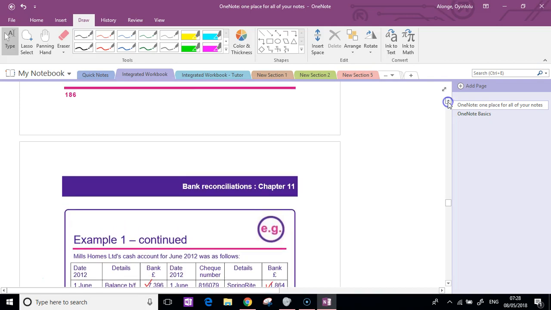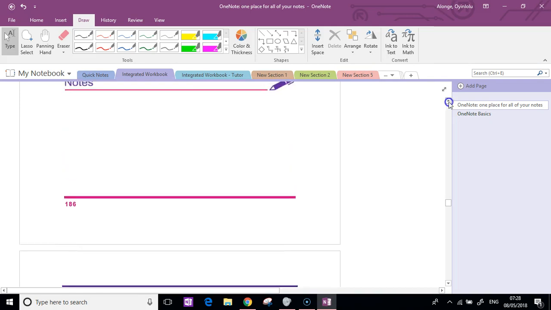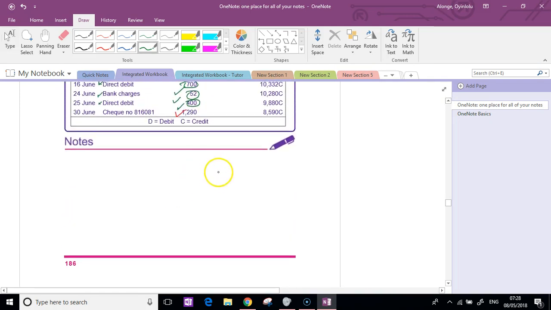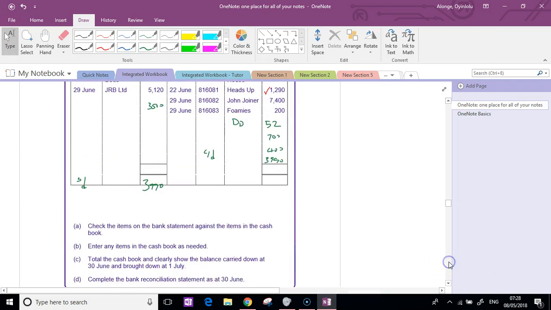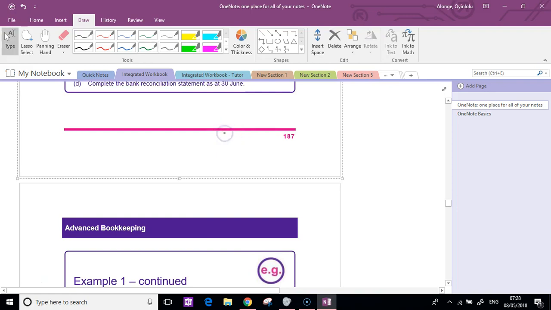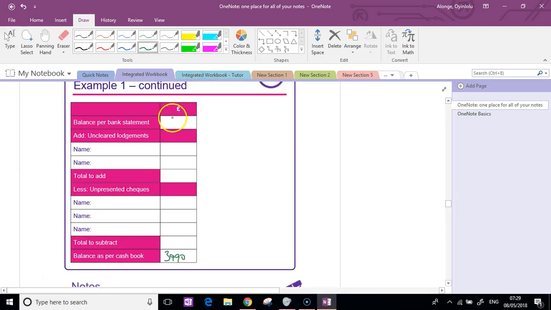So my balance for my bank is 8590. So I have 8590 here. That's what I'm starting with. Like I said earlier on, now we're doing the bank rec. This is the bank rec.